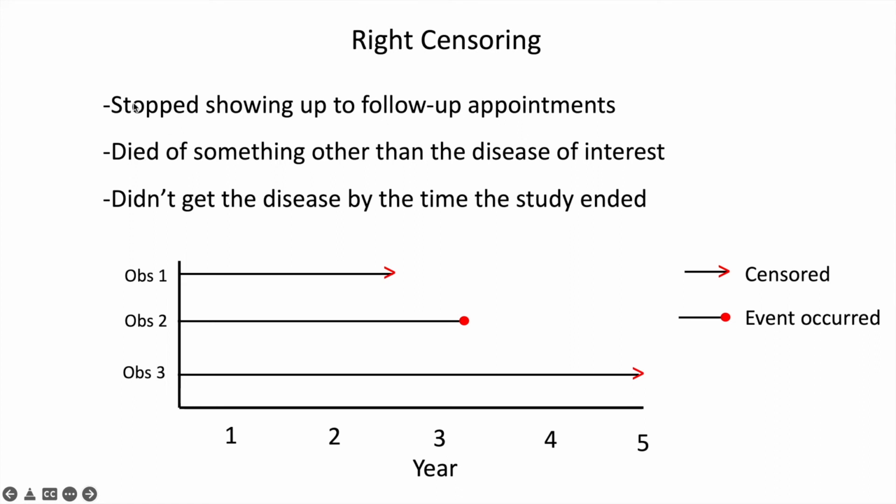But basically, a lot of things could have happened here. They could have stopped showing up because they moved away. They could have died of some other disease than the disease of interest. They could have withdrawn because they didn't want to participate. And this person who is followed all the way through and didn't get the disease is technically censored, but they were censored just by virtue of the study ending.